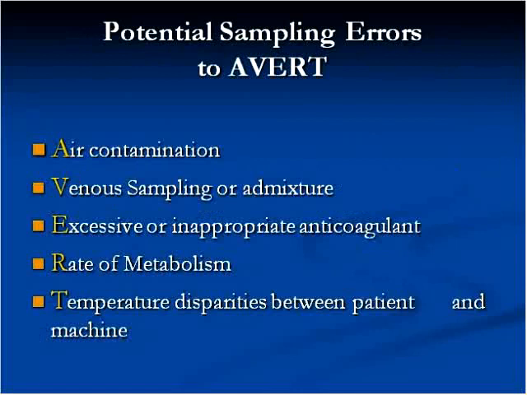To summarize the errors, I like to come up with acronyms to help my declining memory, and there are 5 things you try to avert: air in the sample, venous sampling or contamination, excessive or inappropriate anticoagulant. I didn't really discuss that to any great extent.